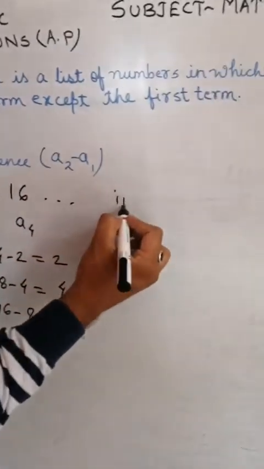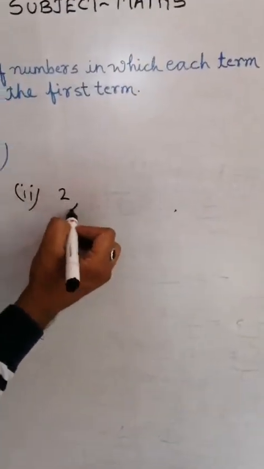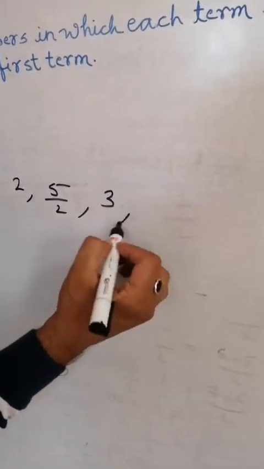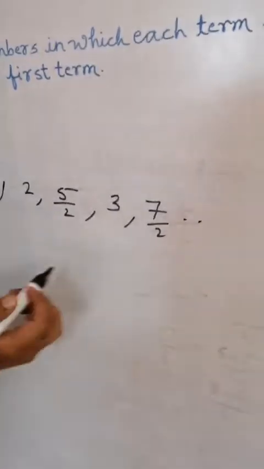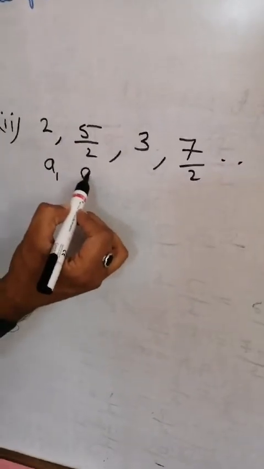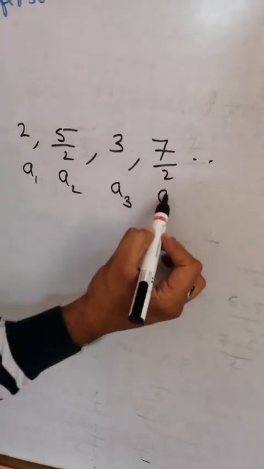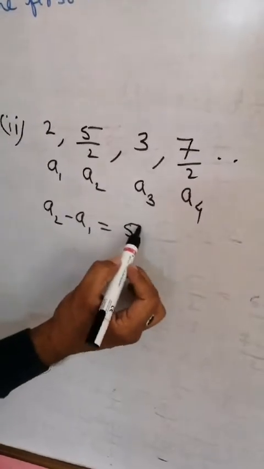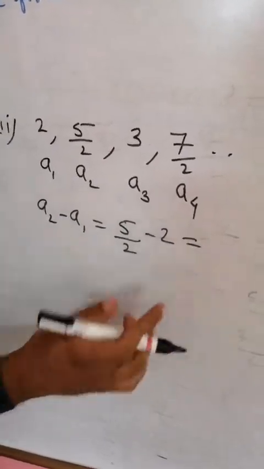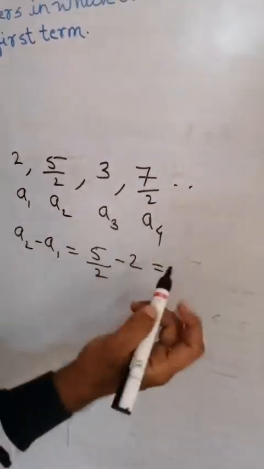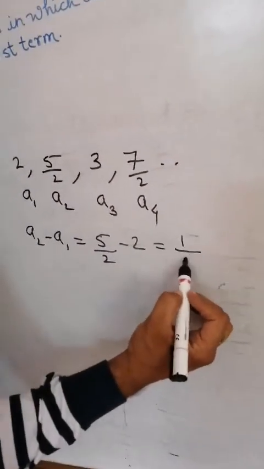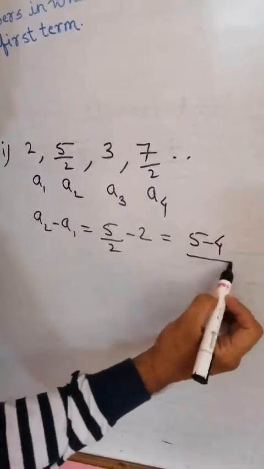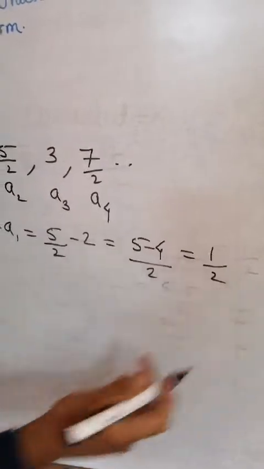Now take another question: 2, 5 by 2, 3, then 7 by 2. In this question, these numbers will be marked A1, A2, A3, A4. Now A2 minus A1 will be 5 by 2 minus 2, which is equal to, 2 into 2 is 4, so 5 minus 4 upon 2. The answer is 1 by 2.